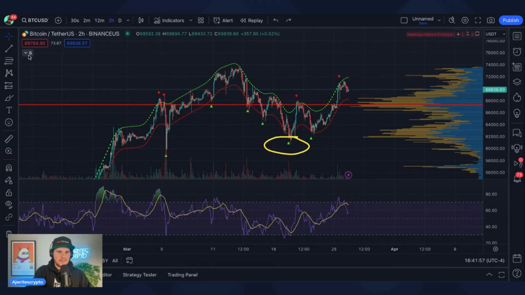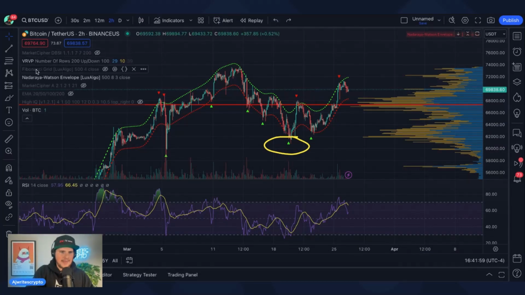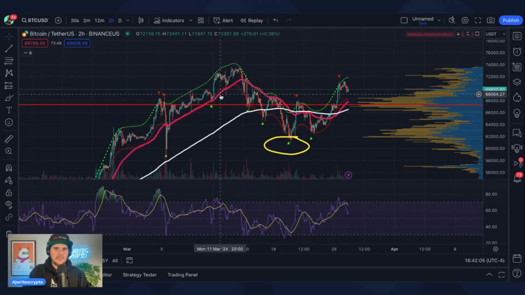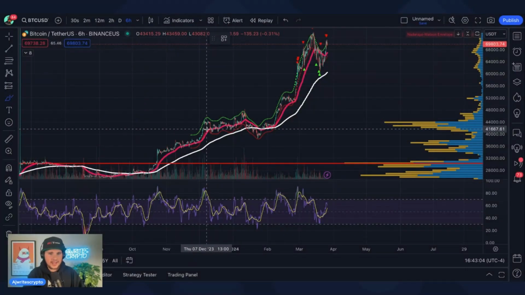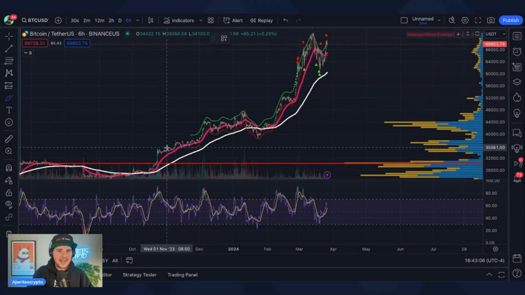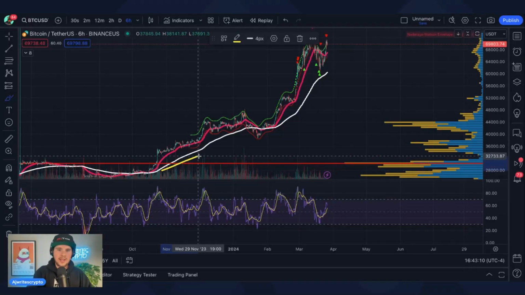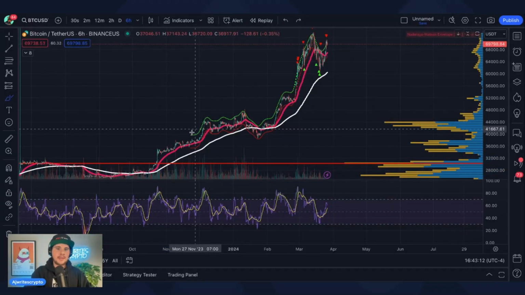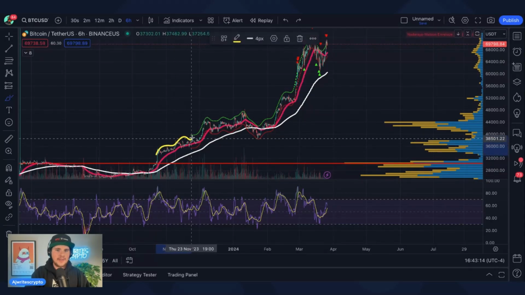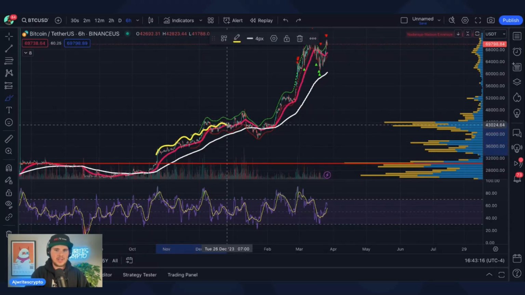So we have the volume profile, we have the RSI, we have the MACD, we have the Adaria-Watson envelope, and now you need EMA, the exponential moving averages. So basically, the way this works is there's a 50-day EMA, which is the red line, and a 200-day EMA, which is the white line right here. So anytime the price action is above the 50-day EMA and it keeps bouncing off of it, that is bullish continuation.